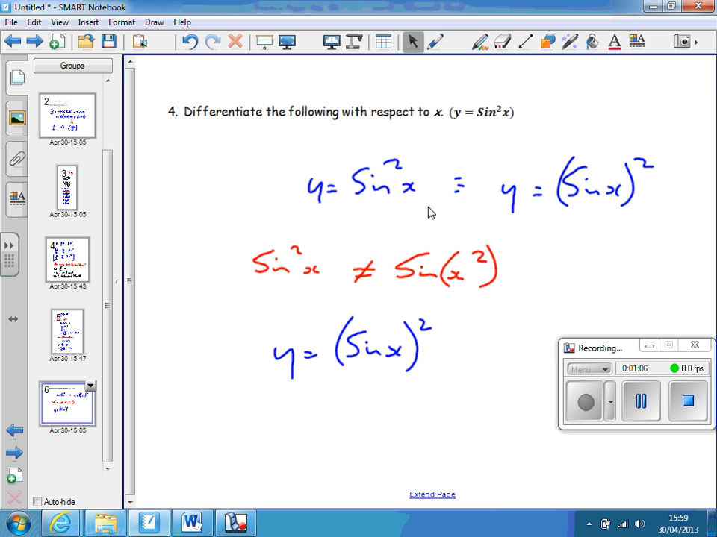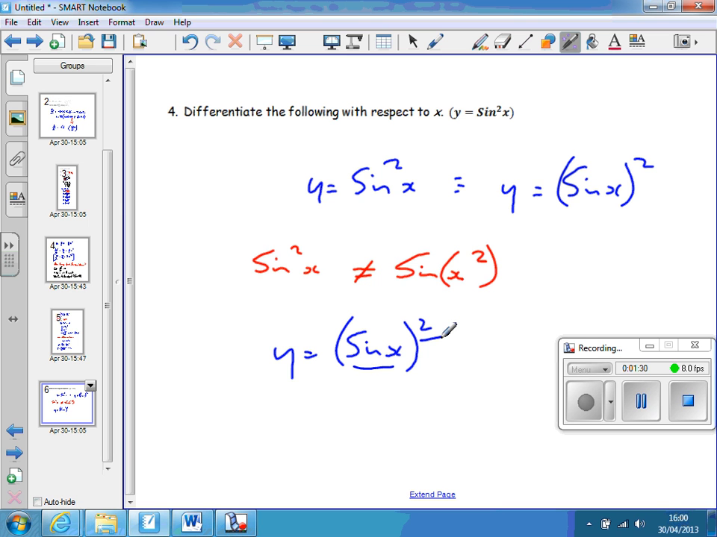And we need to use one of the rules to do this. You might be asked to try and use the product rule, which is when we've got one function multiplied by another. The quotient rule, when we've got one function divided by another. Or the chain rule, and this is an example of the chain rule, where we've got one function, the sine x, inside another, the square function.